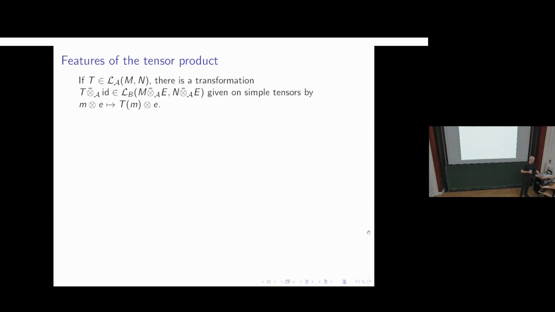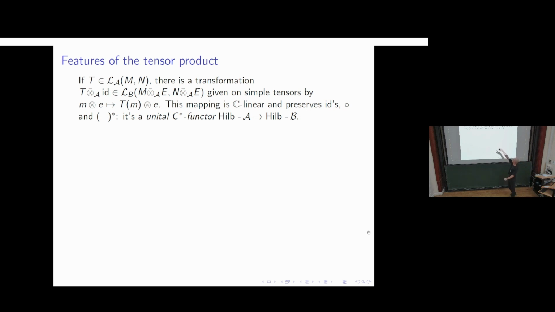Cool. So what are some features of the tensor product? We're going to talk about tensor products as being functors, and we want to be able to distinguish which functors are given by tensor products. First of all, the tensor product is functorial in quite an obvious way. If you have a morphism of A modules, you can get a morphism on the tensor products with E by just letting T act on the left coordinate of simple tensors. This mapping has all sorts of obvious nice properties: it's complex linear, and it preserves identities, compositions, and involution. So it's basically a unital C-star functor from Hilb A to Hilb B. It would be really nice if we could show that all functors like that are actually tensor product functors.